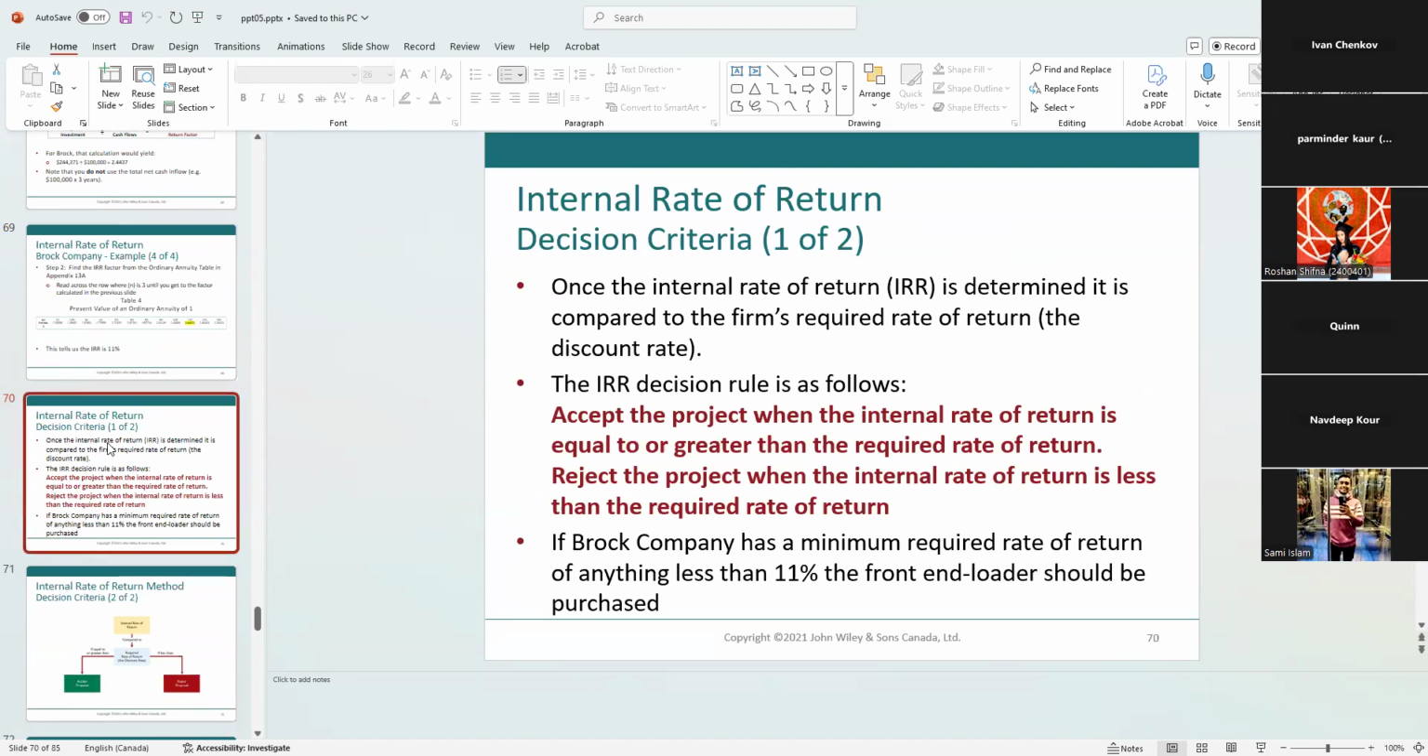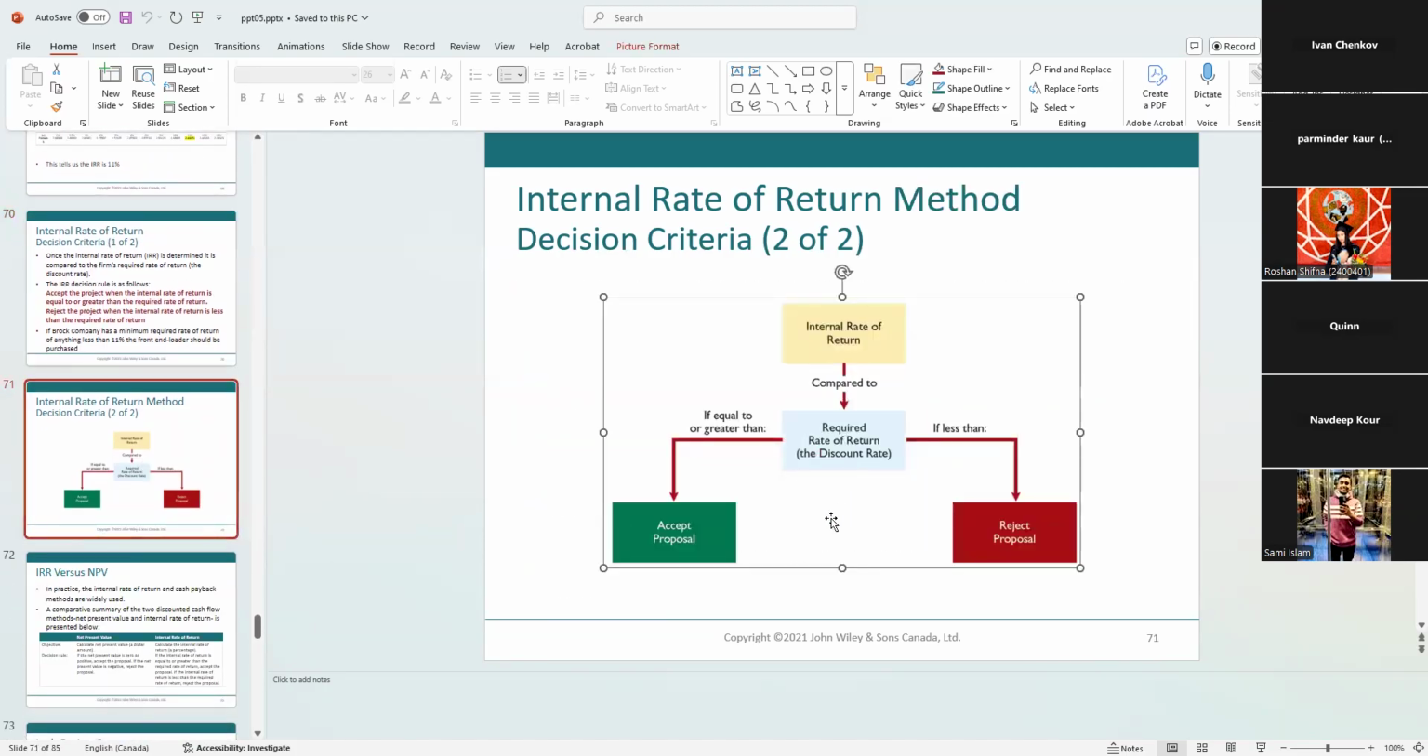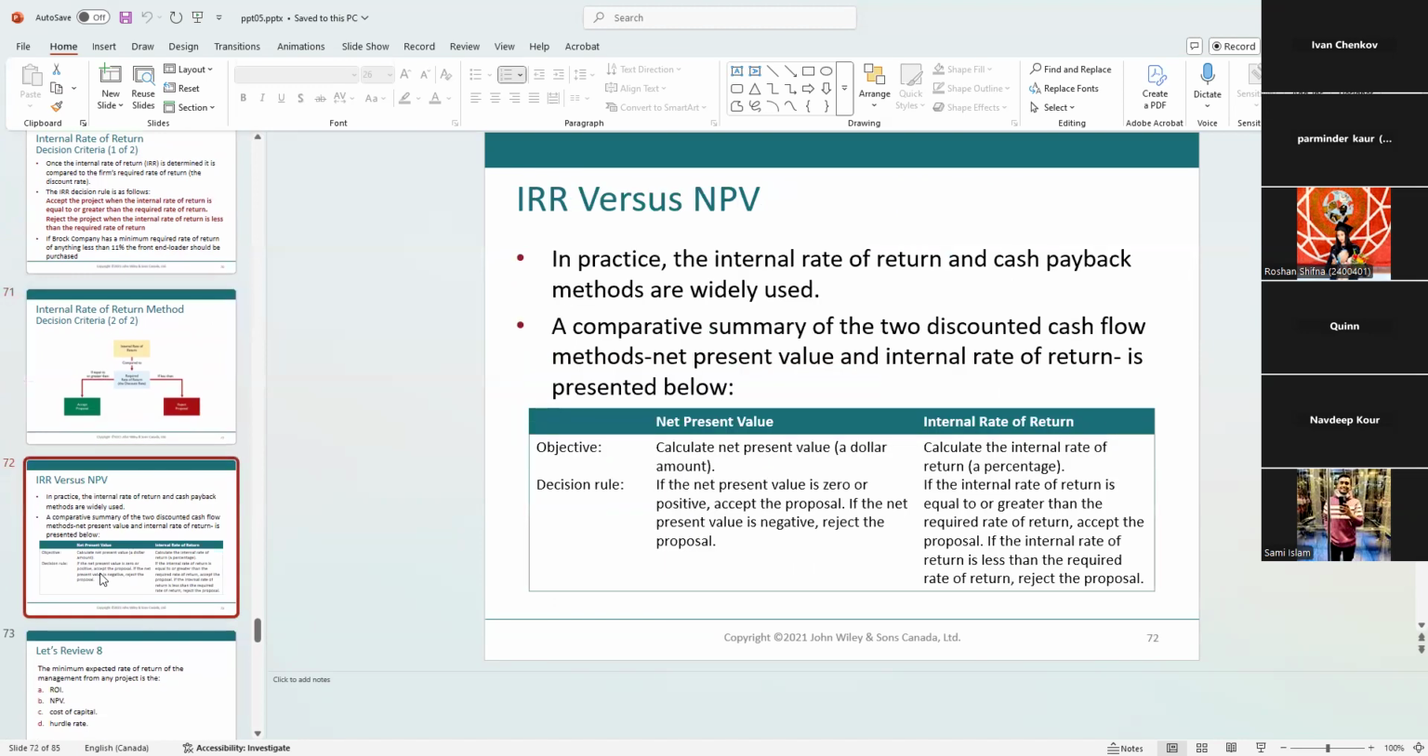So once the internal rate is determined, we're going to compare the company's required rate of return with the internal rate that the project gives you. If the internal rate of return of the project is more than the company's required rate of return, you're going to accept the project. If it's not, you're going to reject the project. In this case, we get 11%. So basically, if the company requires 10%, then we're going to accept the project. If it requires 12%, we're going to reject the project.